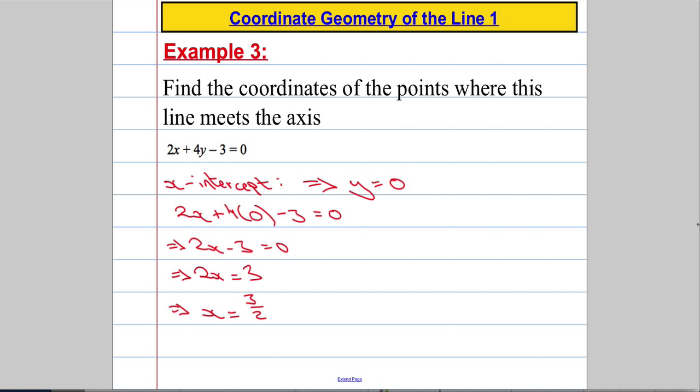So one of the points is the point (3/2, 0). When x is 3 over 2, y is 0. And now let's go on and get the y-intercept.